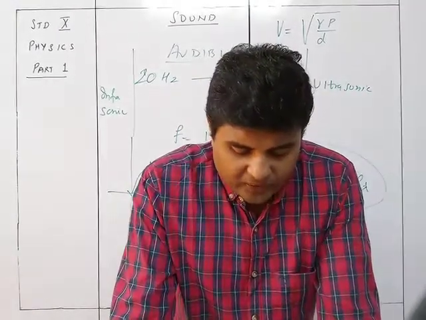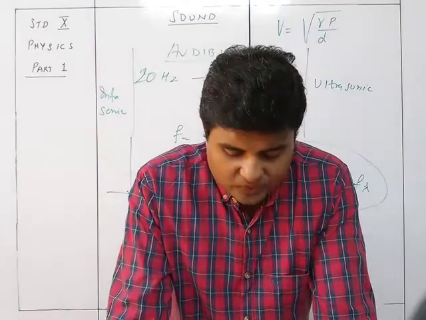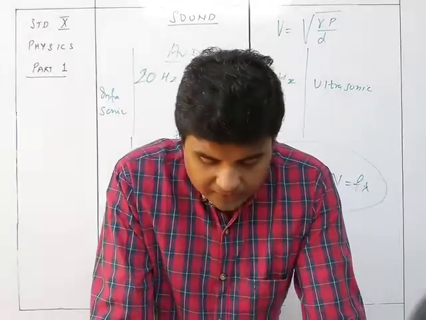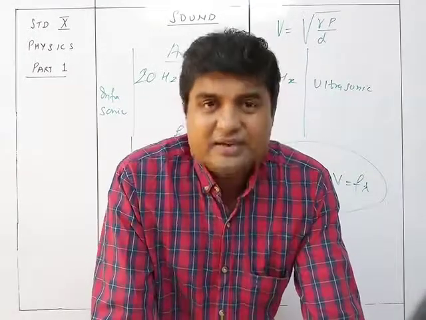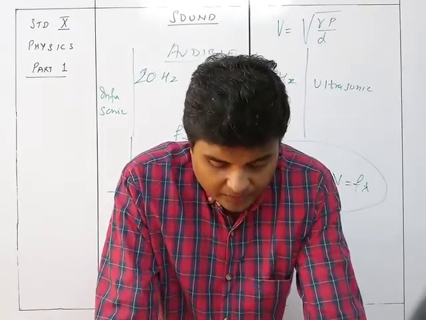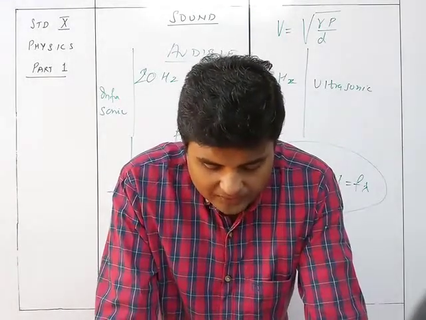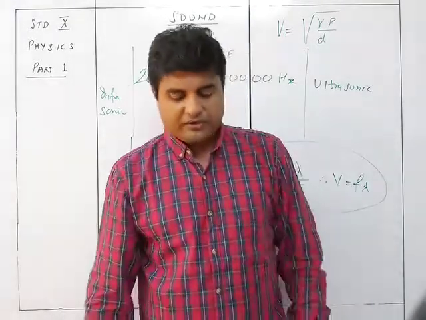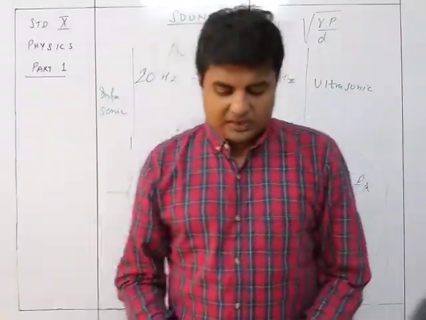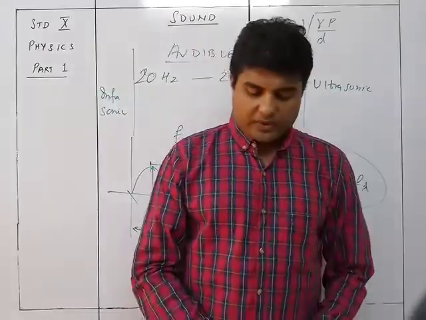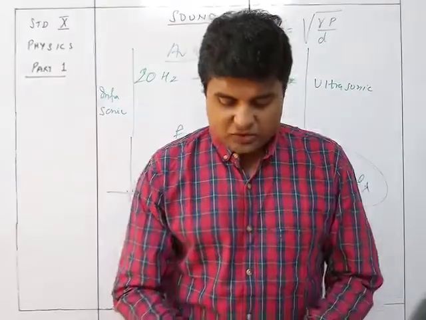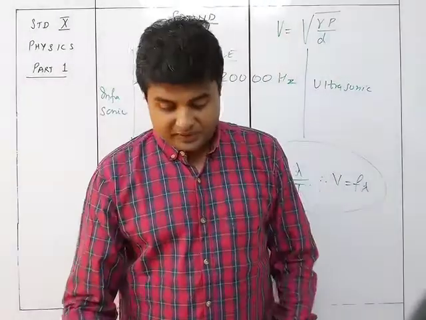The speed of light wave is very high, 3 into 10 raised to 8 meter per second in air. The speed of sound is low, that is 330 meter per second in air. The wavelength of visible light is very small, of the order 10 raised to minus 6 meters. The wavelength of a sound wave is in the range of 10 raised to minus 2 to 10 meters.